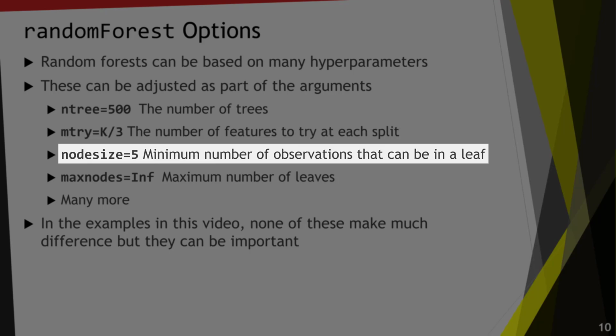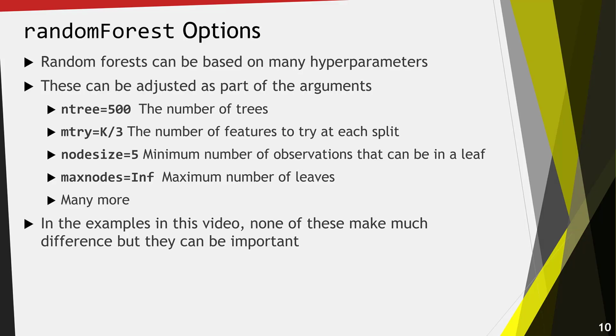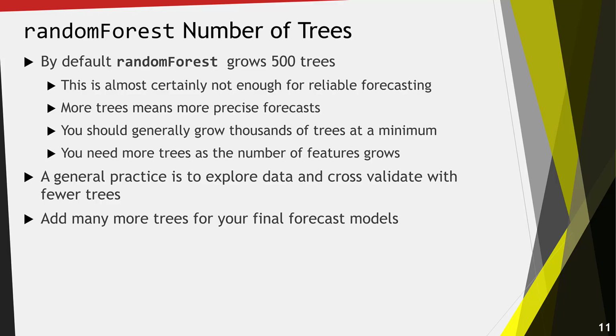Next is the node size. This is the minimum number of observations that can be in any leaf. The default is 5. Lastly is the maximum number of nodes, max nodes. By default, random forest is going to grow trees until it can't split any more leaves without going below the node size value. If you set max nodes to a number less than infinity, it might limit the size of the tree based on the number of leaves. There are many more parameters you can adjust as well. In the examples that I show in this video, none of these parameters make much difference, but in practice they can be very important. Most important among these is the number of trees.